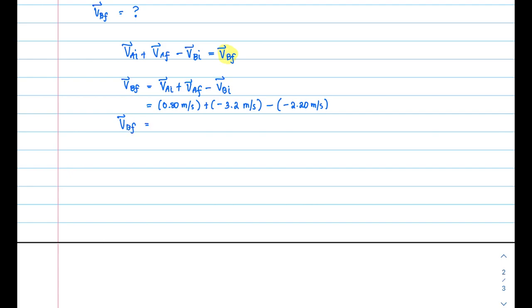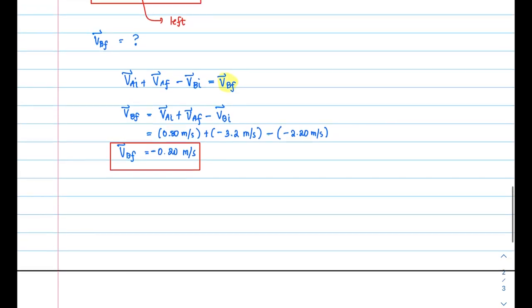So VBF, meaning the final velocity of glider B, after calculating that one, on this term over here, this will become positive 2.20. All right, so I think you can now see that the answer after collision is 0.20 meters per second. But do not forget that the answer is negative, right? This one here is the larger term, so this will bear the sign. So it's negative 0.20 meters per second.